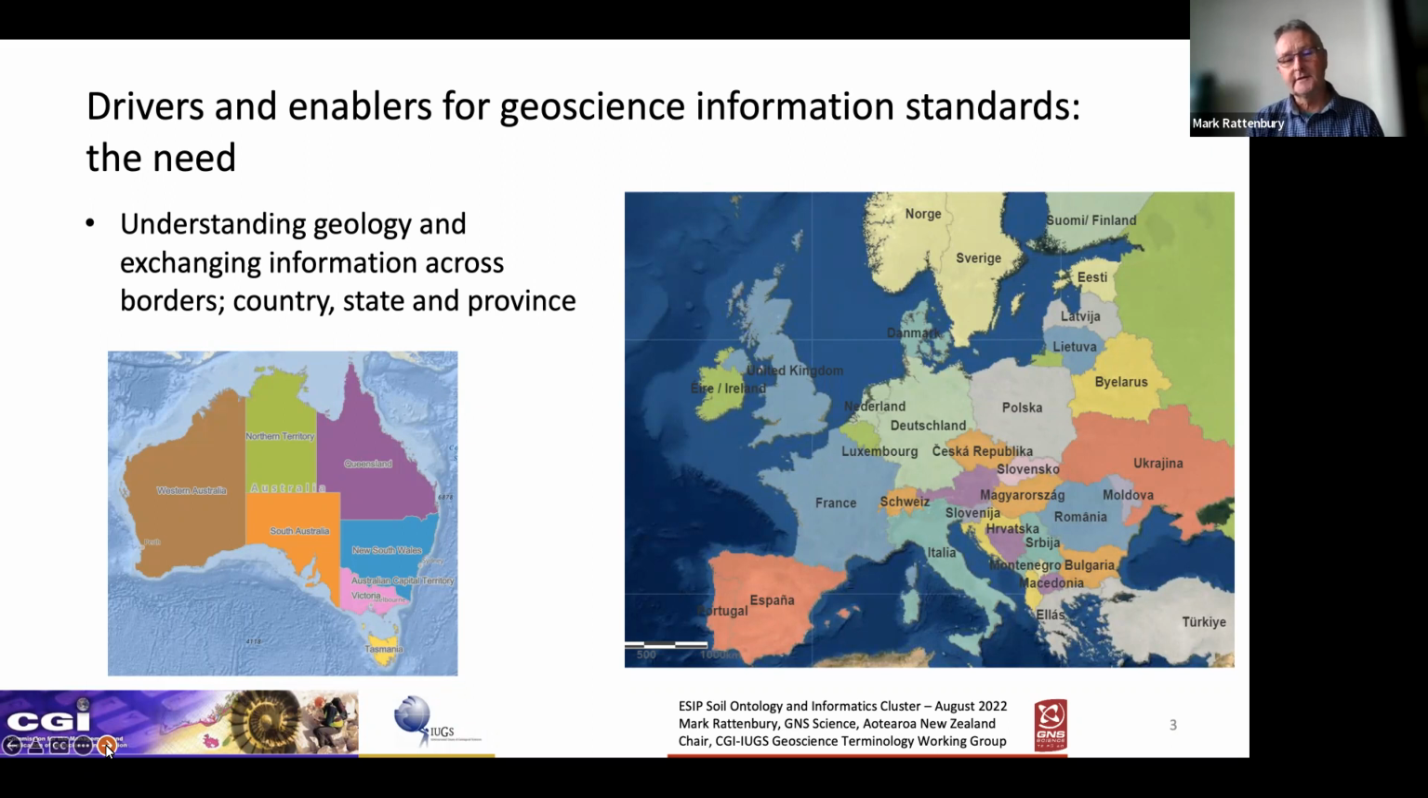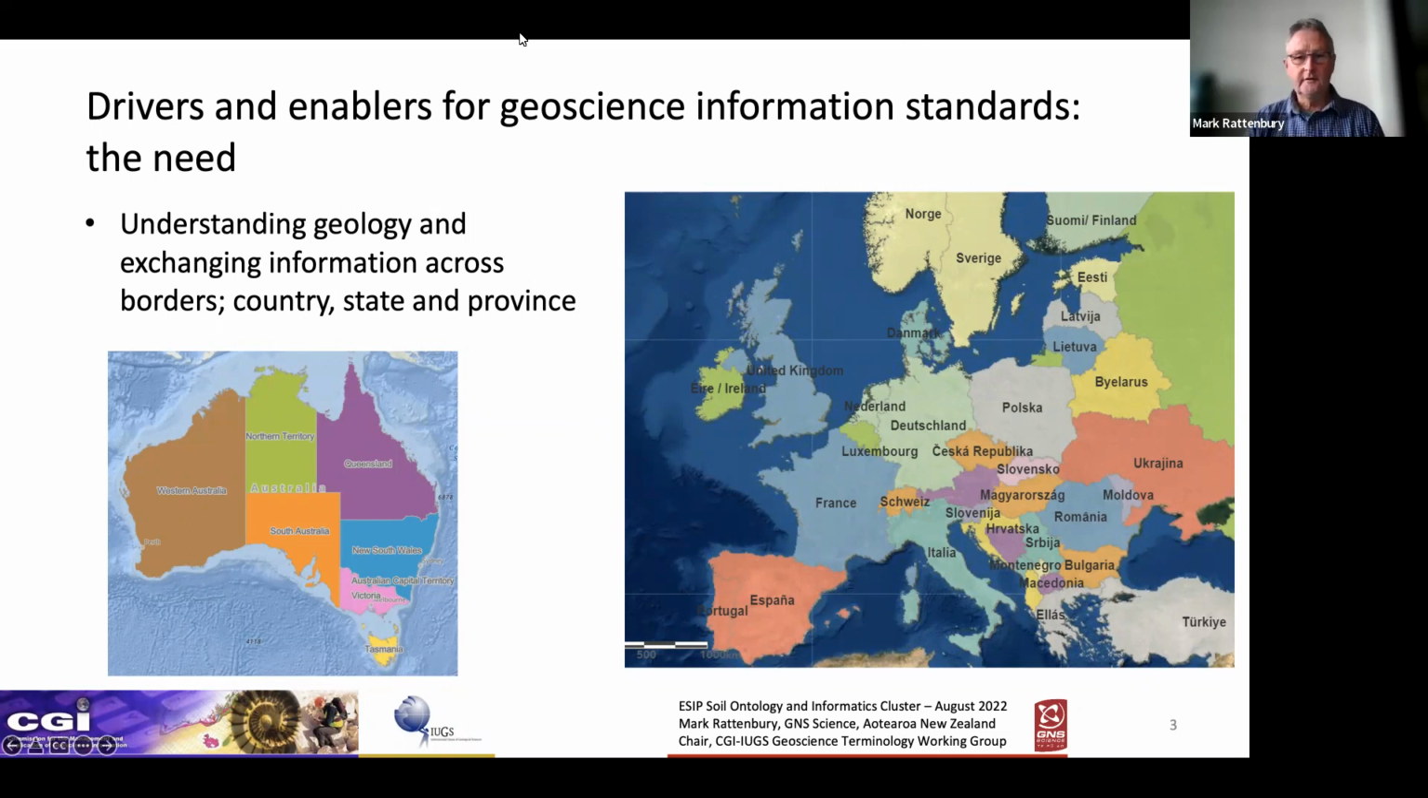So an example being Australia, and we've got a couple of Australians, or three or four in the audience today. So very state-based model where they've got agencies which have specific functions around geological surveys, or presumably there's a soil equivalent. But at a federal level, they need to exchange and compare information. And to do that, they need to have standards in place. So that's the need. It's driven by states, provinces needing to federate.